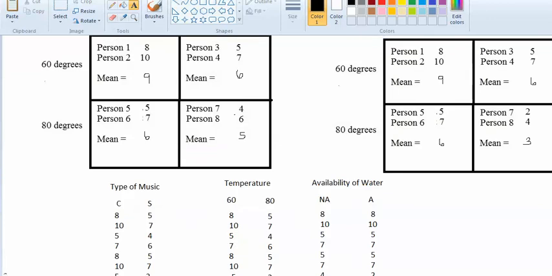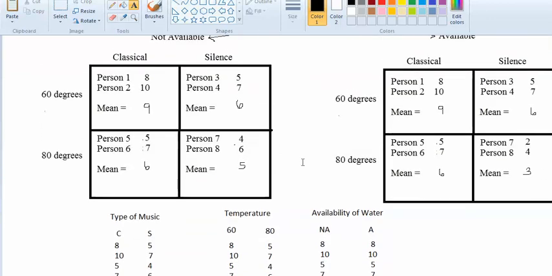This is what we did for the main effects. So I took the 8 for the main effect of type of music, which is classical versus silence. I took the 8 recall scores for all of the people who listened to classical music and put them in this column right here. And those recall scores were 8, 10, 5, 7, 8, 10, 5, 7. So these 2 people here, these 2 people here, these 2 people here, and these 2 people right here. Those 8 recall scores are all here.